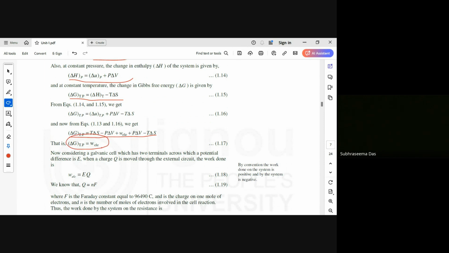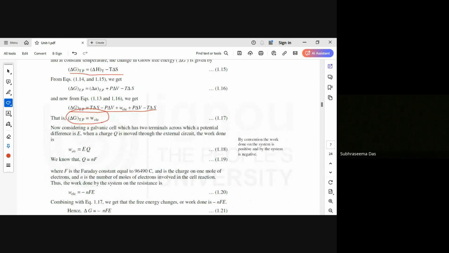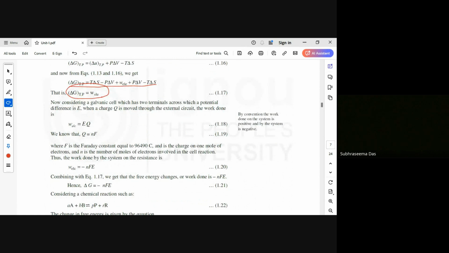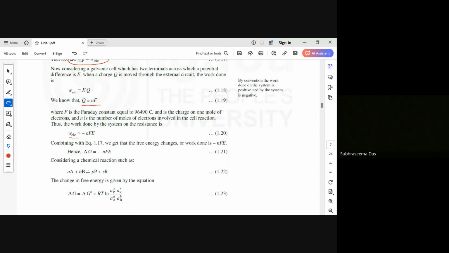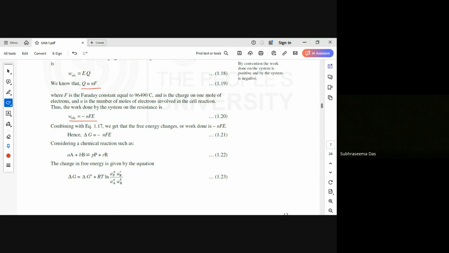Now when we consider a galvanic cell which has two terminals across which the potential difference is E, and a charge Q is moved through the circuit, then the work done, that is the W electric, is given as EQ. We also know that Q is equal to NF, where F represents the Faraday and N represents the number of electrons involved in the cell reaction. So we can write W electric as minus NFE. Combining all the equations, we find that delta G is equal to minus NFE.